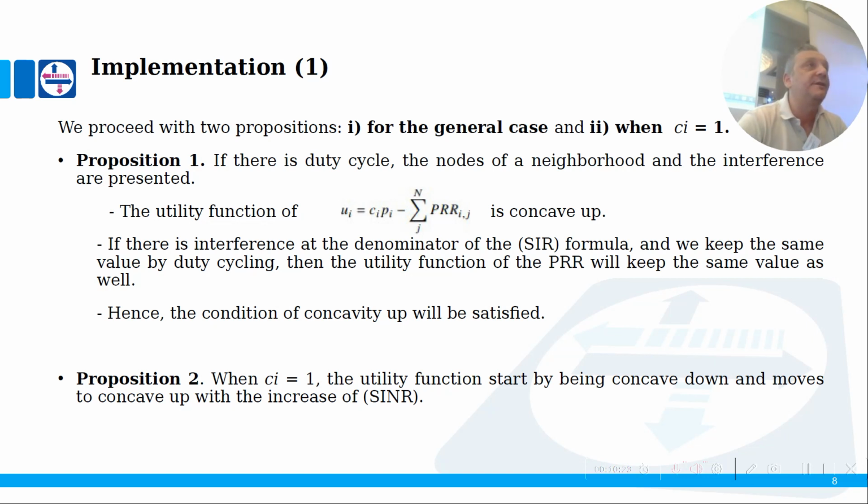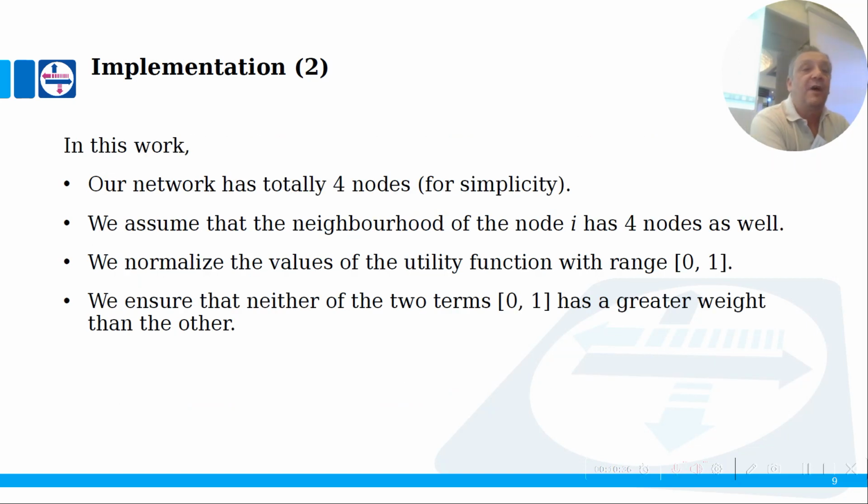That's something that we cannot avoid because we do not have a concave price or cost, if you like. Now, for the implementation, our network has a total of 4 nodes for simplicity because we need to show the efficiency of our approach.